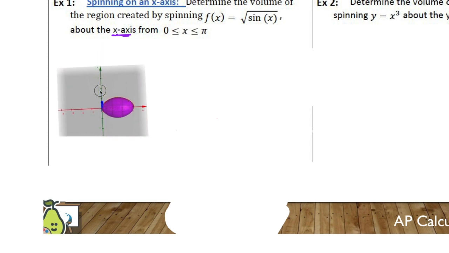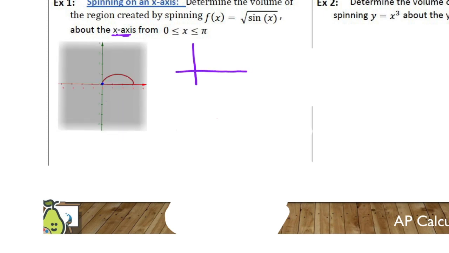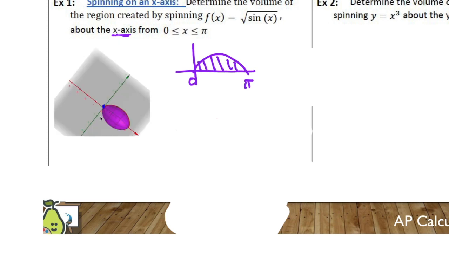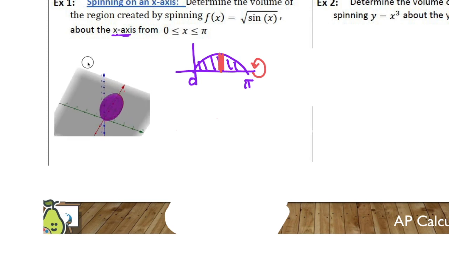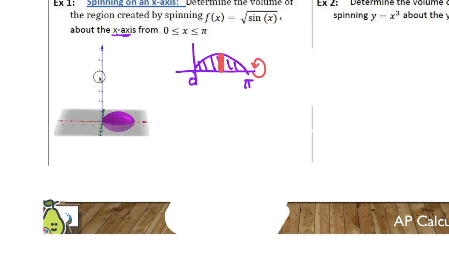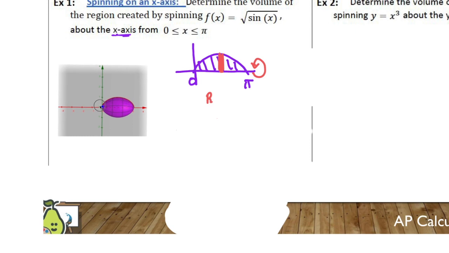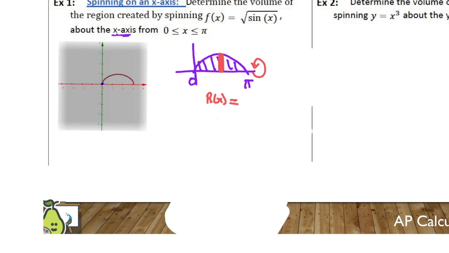All right, so for number 1, we are spinning on the x-axis. We're going to take the function f of x, and once again, you should always draw the picture as you begin. We're going to put 0 to pi. Understand which area we're going to rotate, draw the axis for which you're rotating, and draw a representation for the radius of your function. Now the radius in this function is top minus bottom, so that's with respect to x because we're cutting on the x-axis. The radius is the function itself, the square root of sine of x.